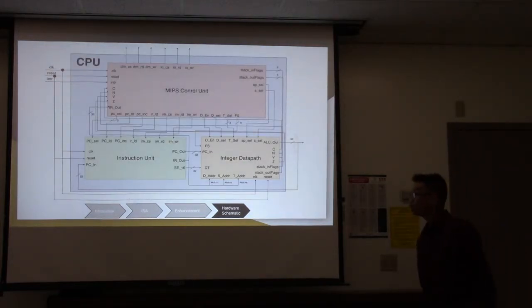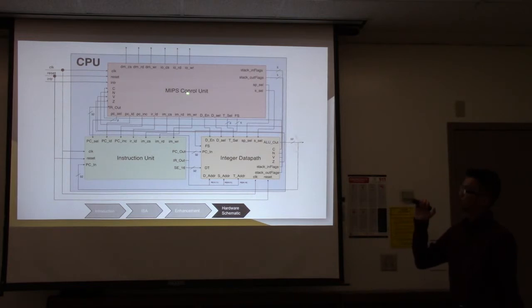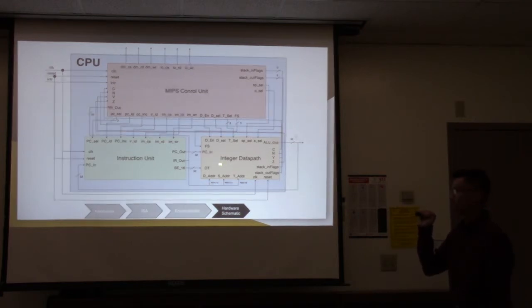In the CPU, we have the MIPS control unit, which is the state machine that has control signals going to both the instruction unit and the integer data path. The only thing is with the instruction unit, it's only giving out the program counter and the sign extension and IR out. And for IR out, it's being specified by the D address, S address, and T address for the bits, which is based on the binary formats of each instruction.